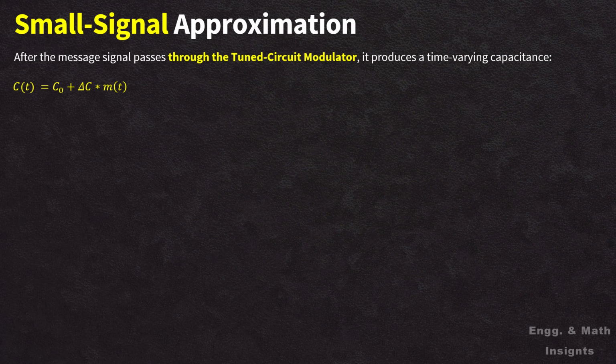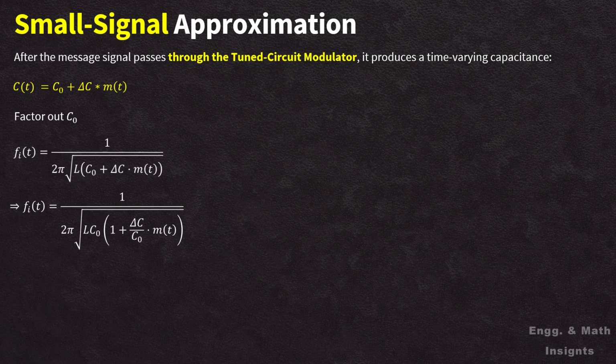In order to do that, at first you will factor out C0 from the expression of the instantaneous oscillator frequency fi(t), which is equal to 1/(2π√(L(C0 + ΔC m(t)))). Now we can take this C0 out of the parenthesis, then it will look like 1/(2π√(L C0 (1 + (ΔC/C0) m(t)))). We want to express this frequency change as a small perturbation around the original value C0. Factoring out C0 lets us isolate a clean 1 plus small term expression, which we can linearize. This step mathematically represents how the tuned circuit modulator perturbs the tank circuit in the LC oscillator block.